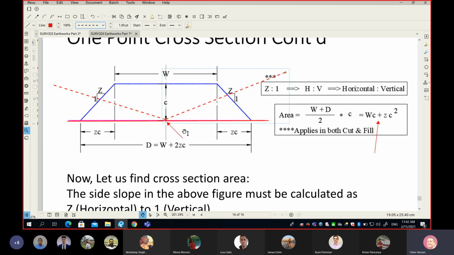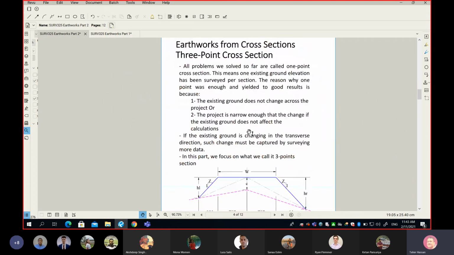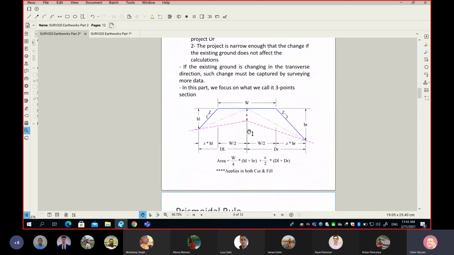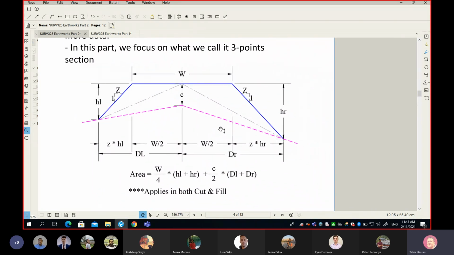If I simply ignore the change, and I use the same method that I taught you so far, what happens to my calculation? Is it going to be truthful or just numbers that don't match the reality? It will be wrong. And that's why this takes us into a deeper discussion on this presentation, something called 3-point cross section. Look at this section here. This is a generalization over 1-point cross section.